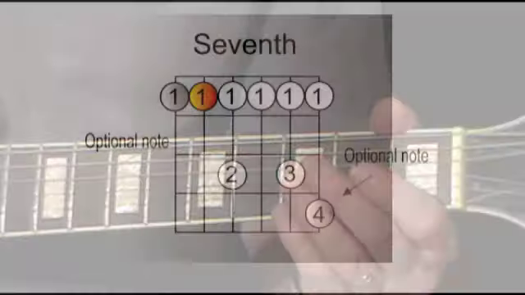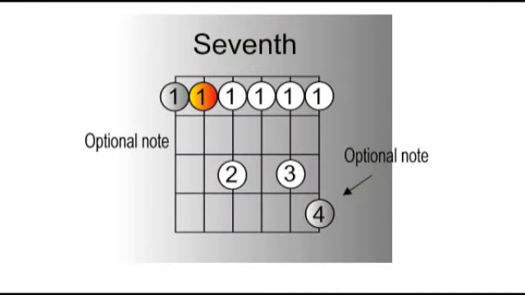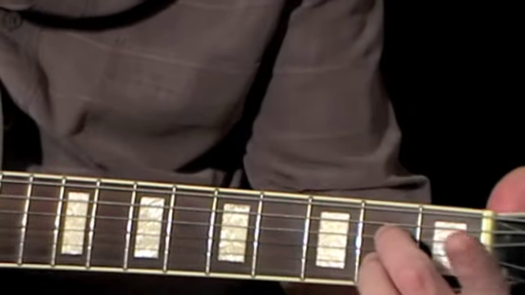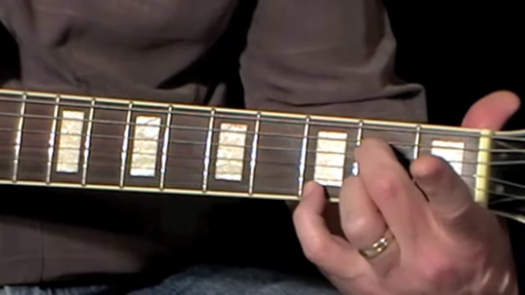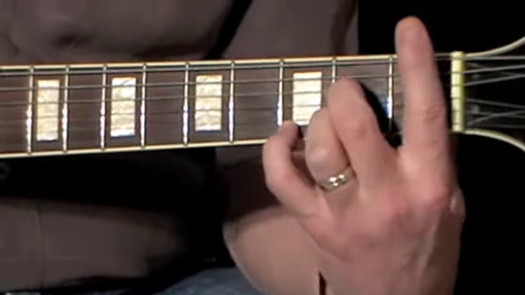And finally the A 7th shape. Here you can see a couple of options. Once again, the 6th string note is optional. But also at the top end of the chord, if I show you here, you can add that note there to sort of make it a stronger sound.